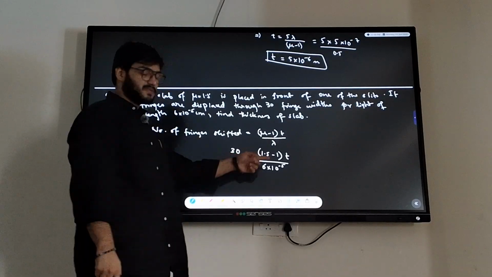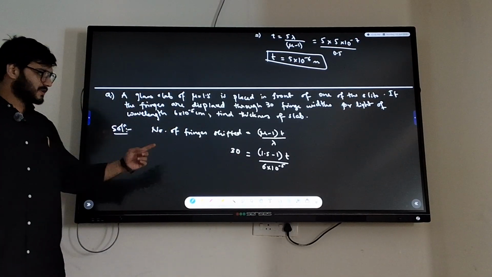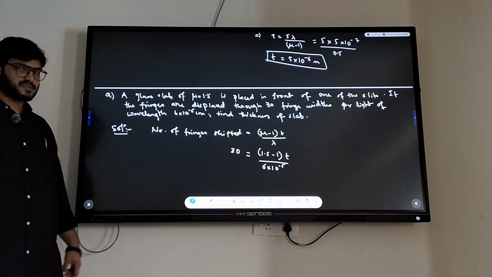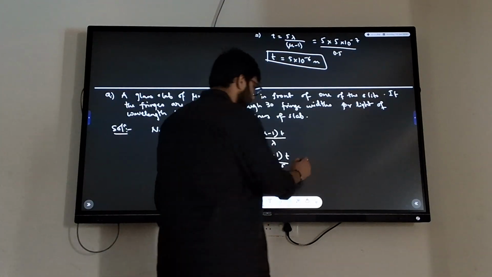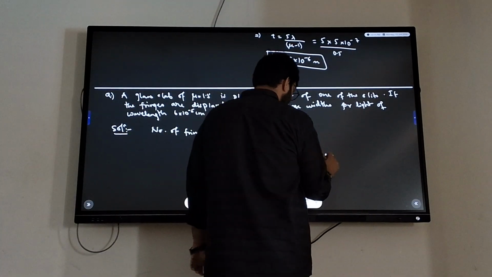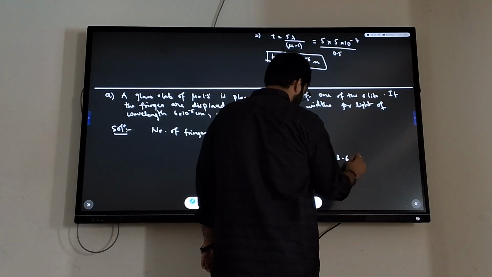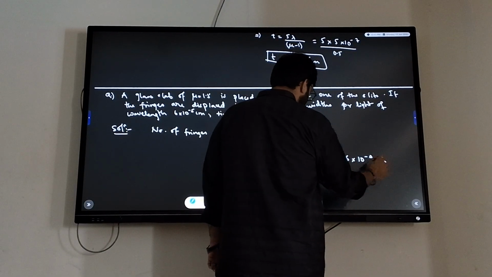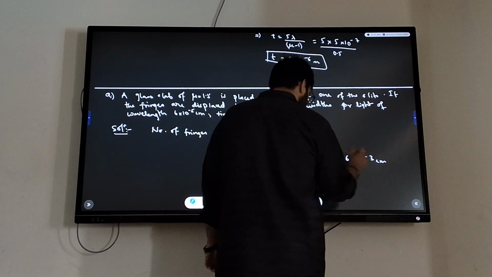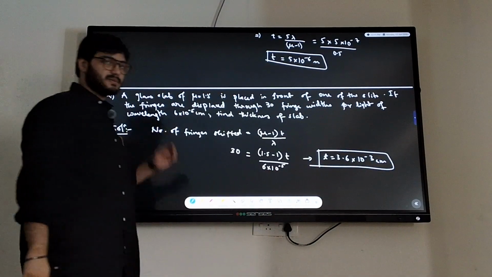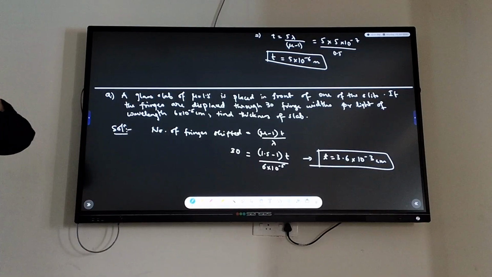The 1.5 minus 1, 0.5, goes there. 60 into 6, 360 into 10 power minus 5. 3.6 into 10 power minus 4, na, so it is 10 power minus 3 centimeter. Is it okay? This was a very simple question.